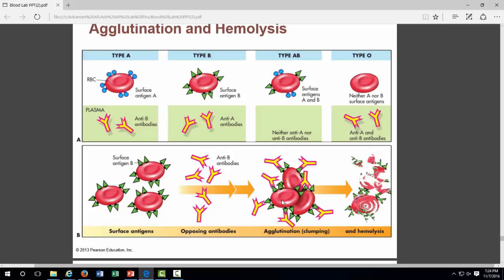And then because they're clumped, they lyse, so the plasma membranes break down, and we call that hemolysis. So all the contents of the red blood cells then spill out into the plasma, and all you have are fragments of red blood cells. So there's no way there's any oxygen carrying ability here. So there's clotting and low oxygen, and those patients will quickly die if we don't fix it.